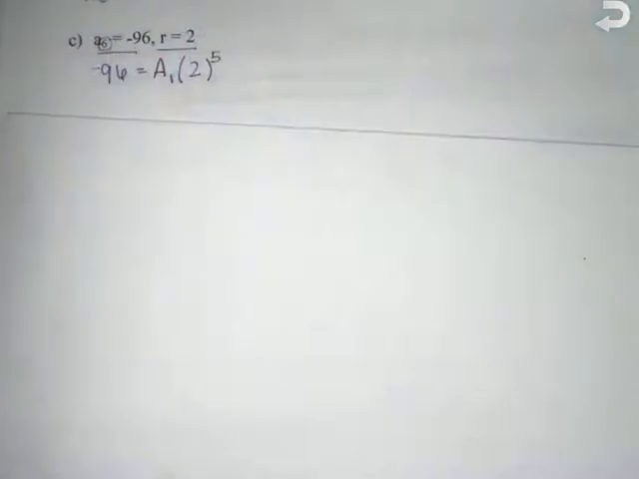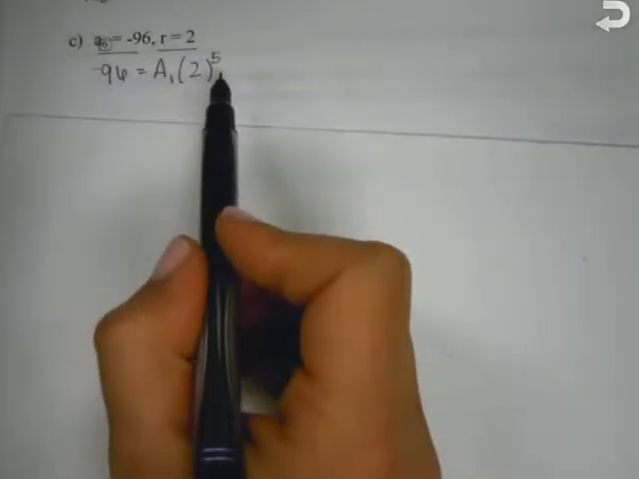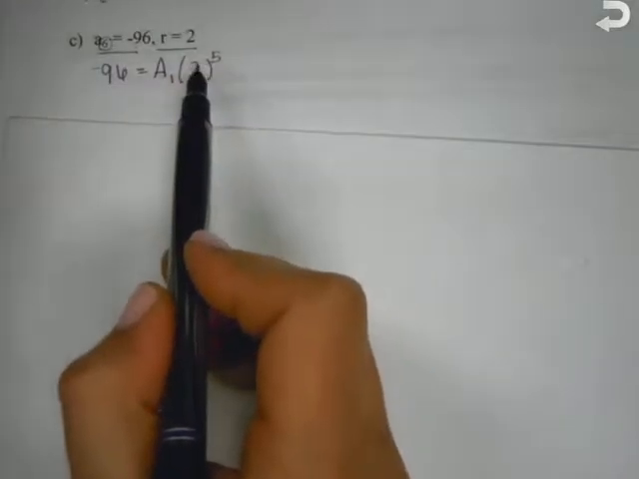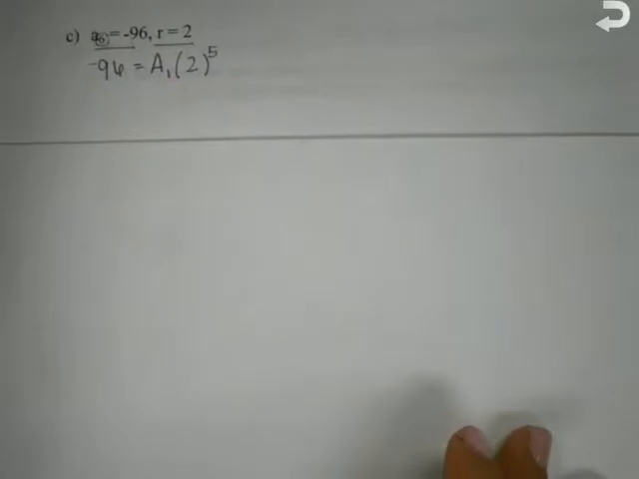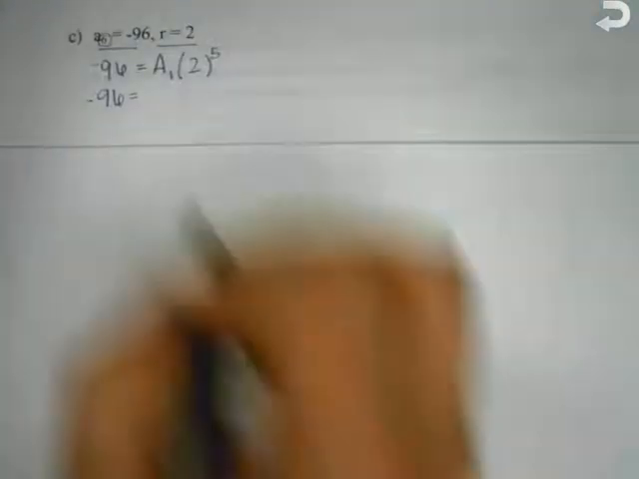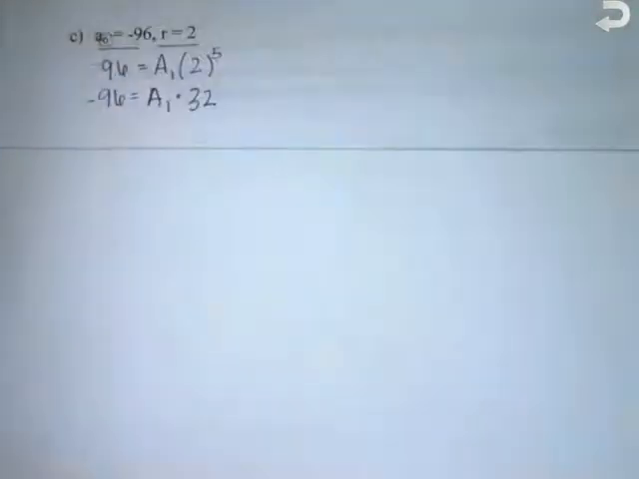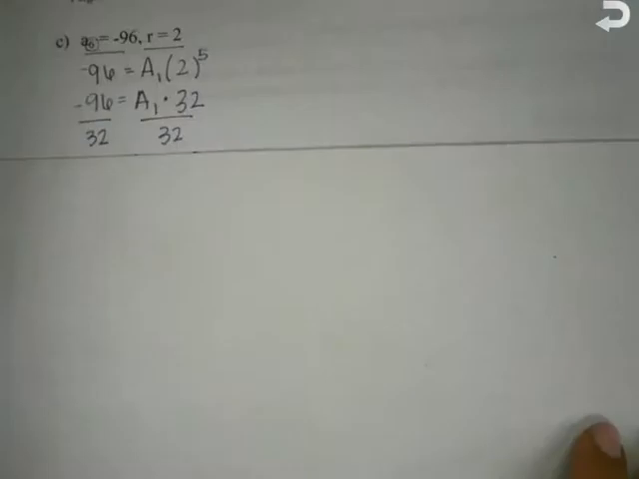Are you guys okay with me just putting 5 instead of 6 minus 1? Yeah. Okay. Because the exponent is always going to be n minus 1. N is 6, so I'm just going to plug in 5. Is that okay? Okay, so then let's simplify. Negative 96 equals a sub 1 times, what's 2 to the 5th? 32. So to solve for a sub 1, I'm going to divide by 32. So a sub 1 equals negative 3.